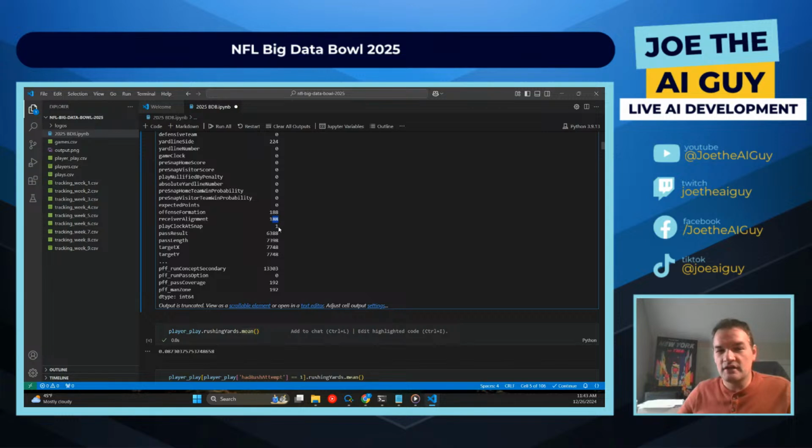You can see here there is a play clock at snap where there was no value. This is because there was one play during the season where the game clock had expired and there was a penalty. So they got a free play without the clock on, and that's why you have one there.